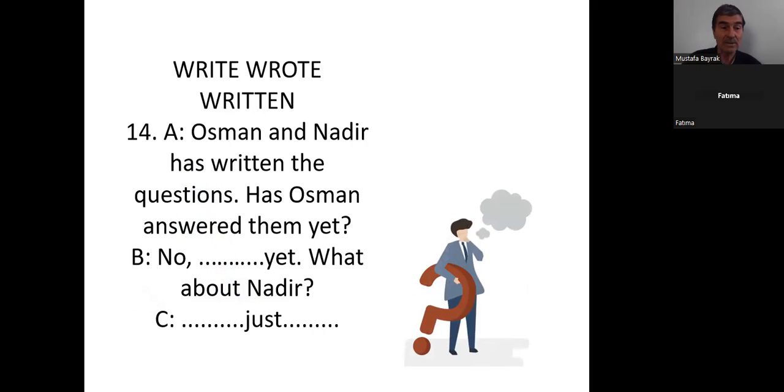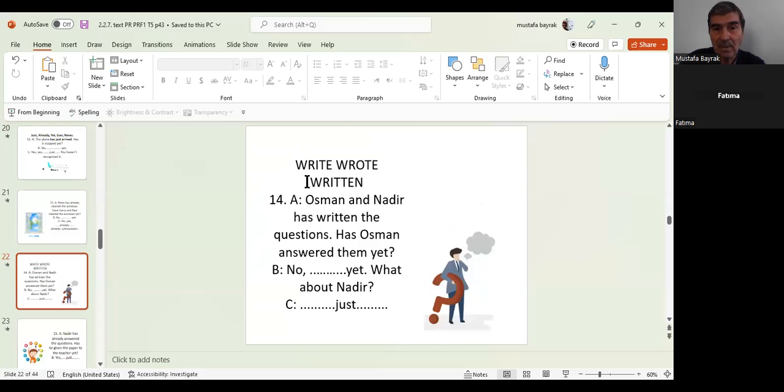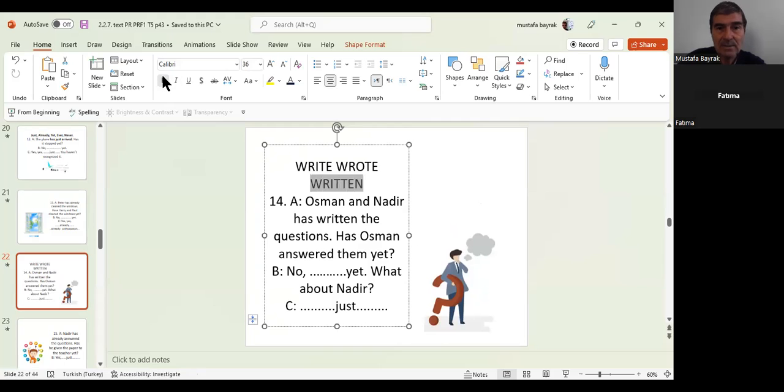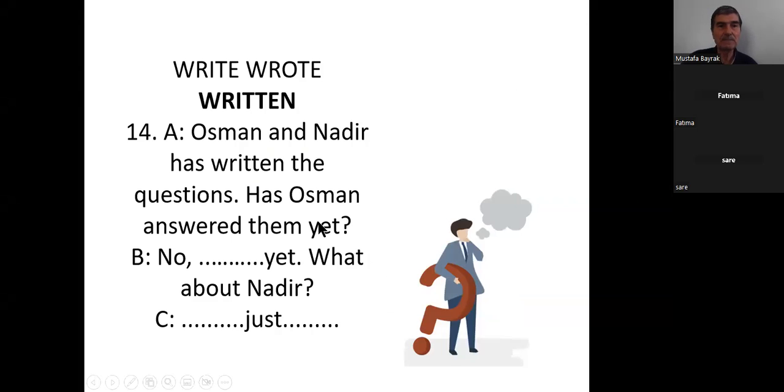Now, write, wrote, written, but our focus should be on written today. Dialogue 14. Osman and Nadir have written the questions. Has Osman answered them yet? No, he hasn't answered them yet. What about Nadir? Nadir has just answered them. He is not having the exam now, because he has just answered all the questions.